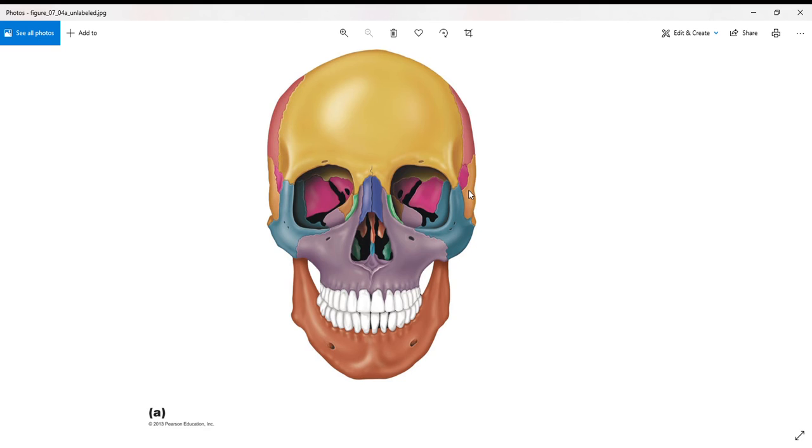Temple in the Latin word is known as time. So it kind of makes sense when time catches up on you, we get gray hairs here, which notifies people like, man, that guy's been living for a while. He's kind of old. So that's the temporal bone.